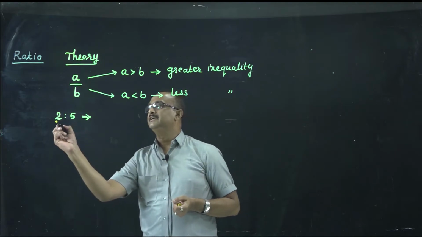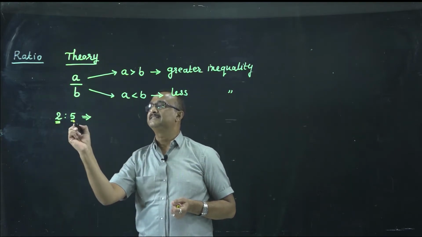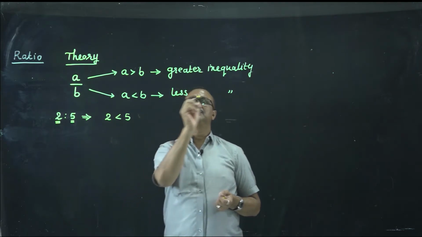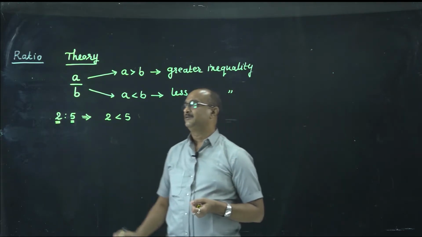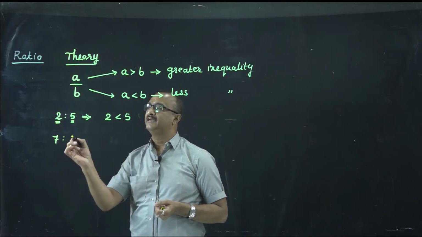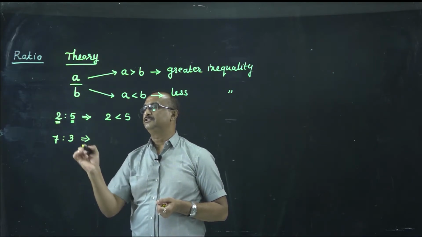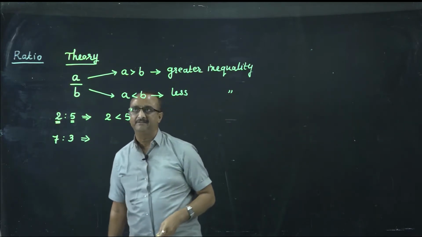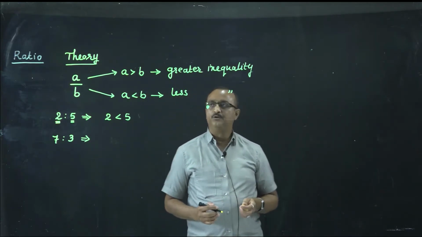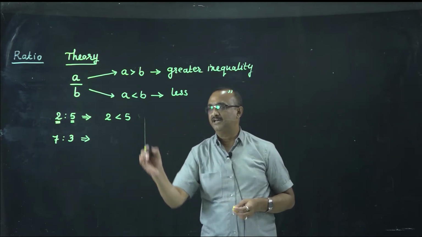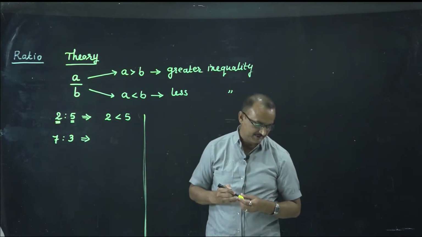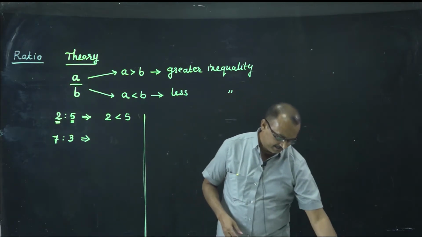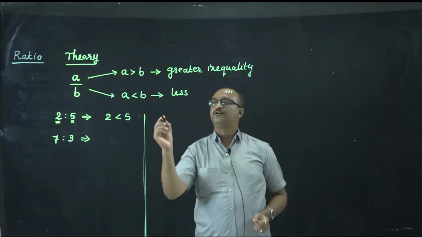Okay. So see here, the first term is less than the second term. 2 is less than 5. So it is less inequality. But if it is given that two terms are in the ratio 7:3, then it is called greater inequality. Okay. And now in theory we are taking the last point, afterward we will start our exercise: continued ratio.